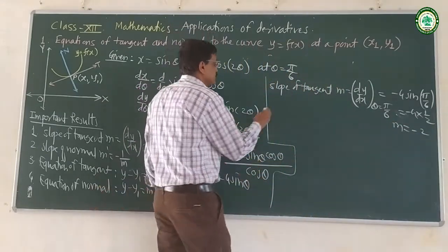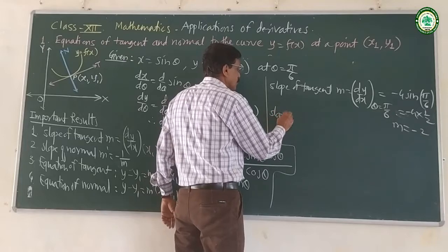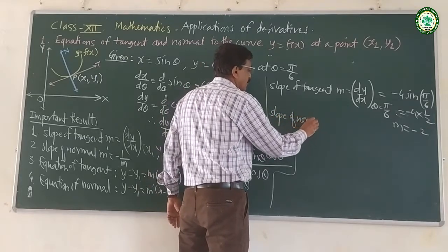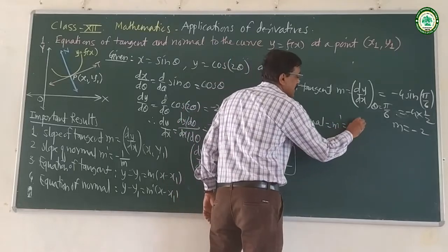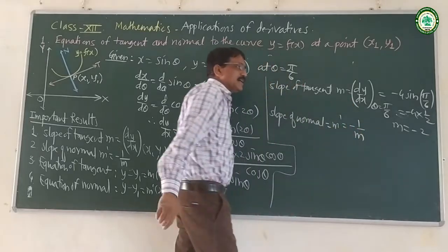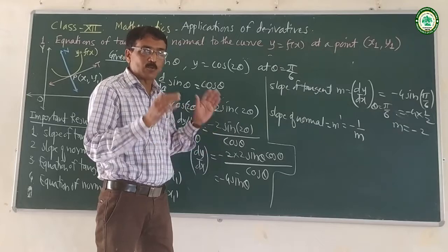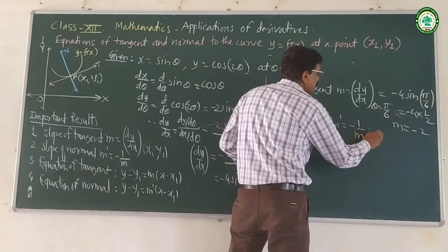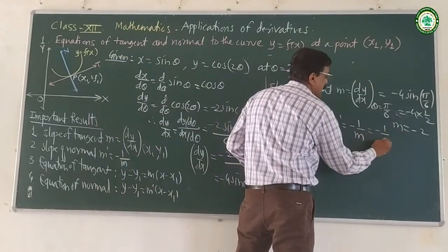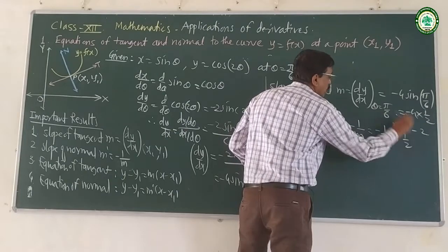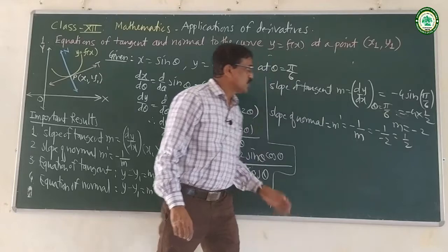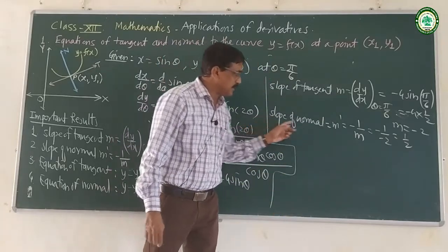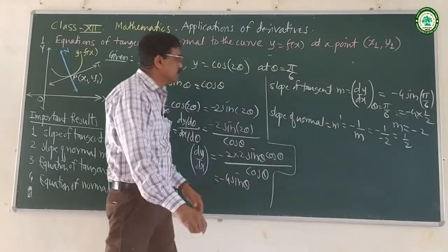Similarly, the slope of normal, it is m dash. So it is minus 1 upon the slope of tangent. Take the negative reciprocal of the slope of tangent. So it is minus 1 upon m, minus 2. It is 1 upon 2. So the slope of tangent is minus 2, and the slope of normal is 1 upon 2.